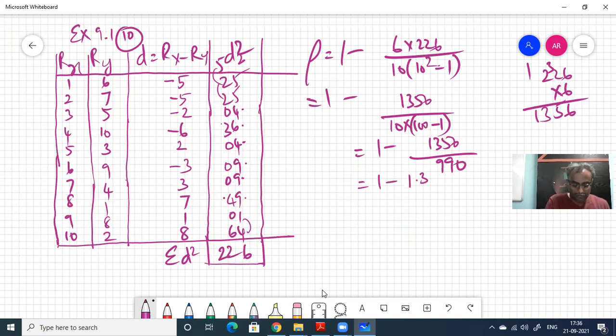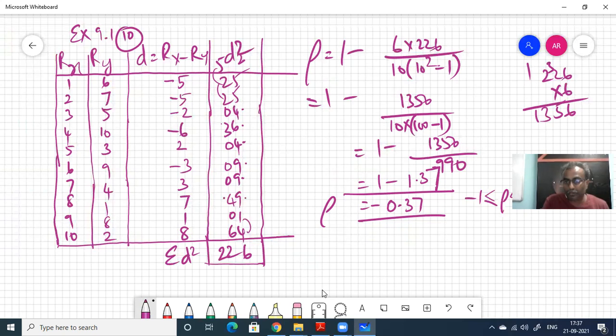1.3696. 1.37 you'll put. Okay. 1.37. 1 minus 1.37, that is minus 0.37. So rho is negative. Rho can be between minus 1 less than or equal to rho less than or equal to plus 1. Correct. So negative correlation. That means subject A is increasing, subject B is decreasing in marks, like that. Rank. That is what it is.